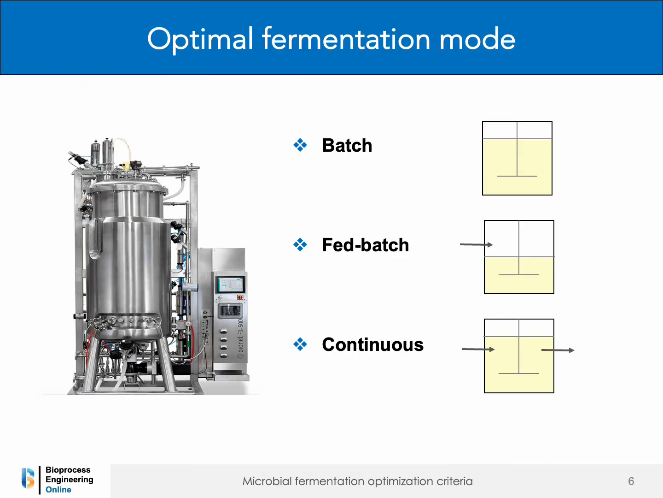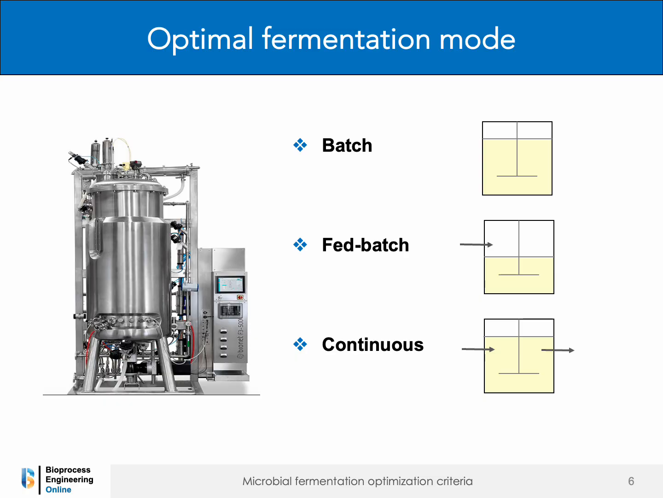When optimizing a microbial fermentation, the first step is to select the most appropriate mode of operation. Depending on the process objectives and constraints, the optimal choice may be batch, fed batch, or continuous operation. In batch fermentation, the fermenter is filled with the entire volume of medium at the start of the process, and no medium is added during cultivation.